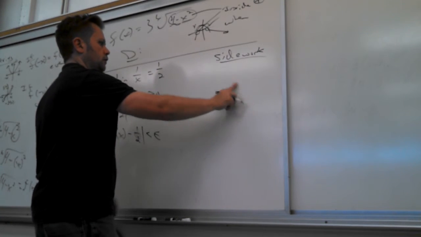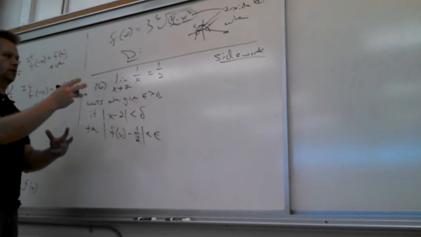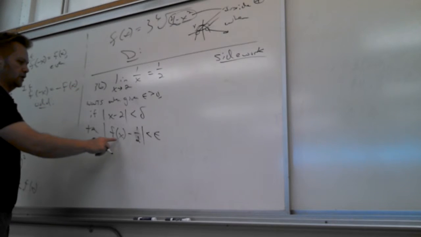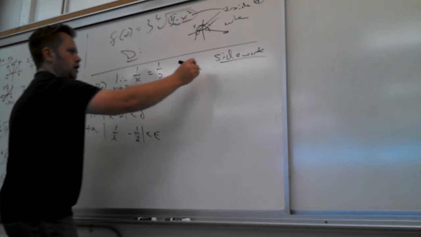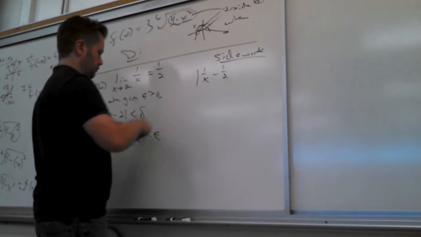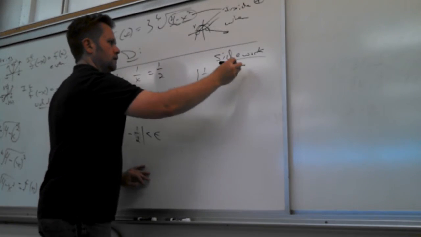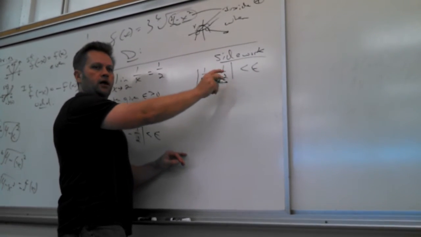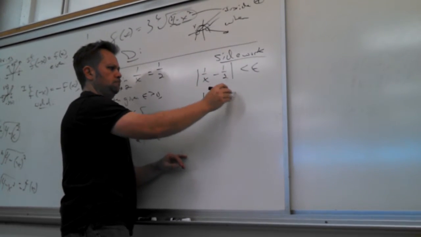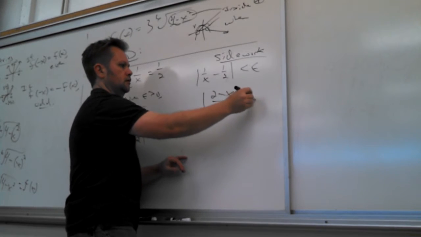So the side work we started with, how do you start the side work? And of course I could have been more specific: 1 over x minus 1/2. So start with where you want to end up for the proof. I want that to be true. And we got to the point where we had denominators. We put these together, so we got 2 minus x over 2x.